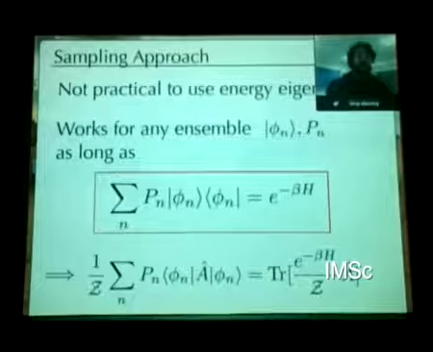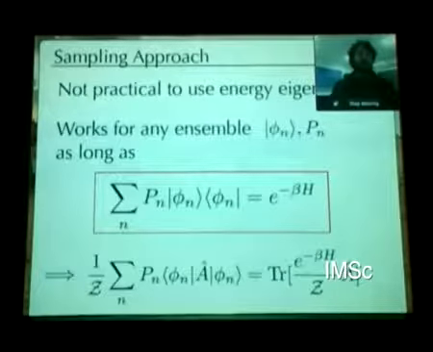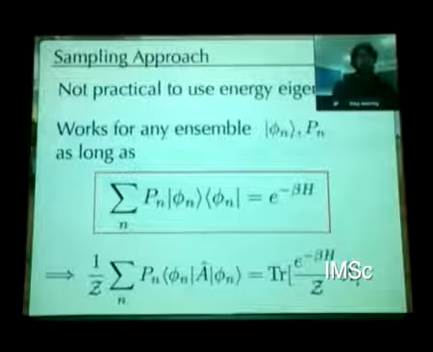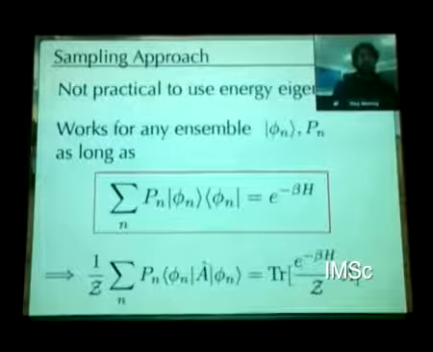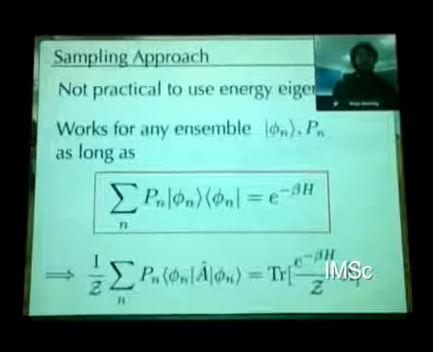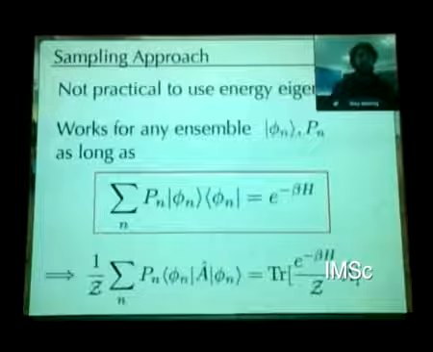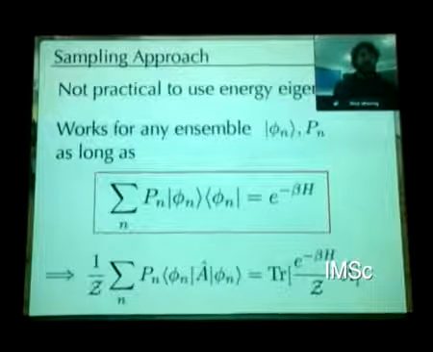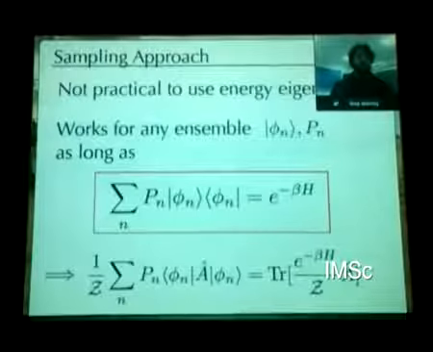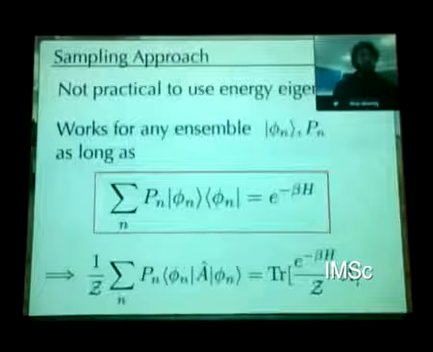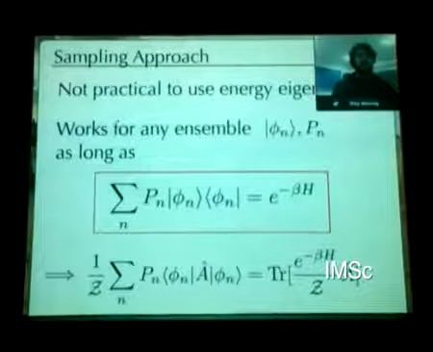So, just saying, it's not practical to use energy eigenstates as the basis for this sampling method, because of course it's very hard to find the energy eigenstates. If you could actually find them, you wouldn't need another method. So we don't have a method like that. What we have is another basis we could sample in, and that's what I'll be telling you about in a few slides. But we need to find some other ensemble to use.